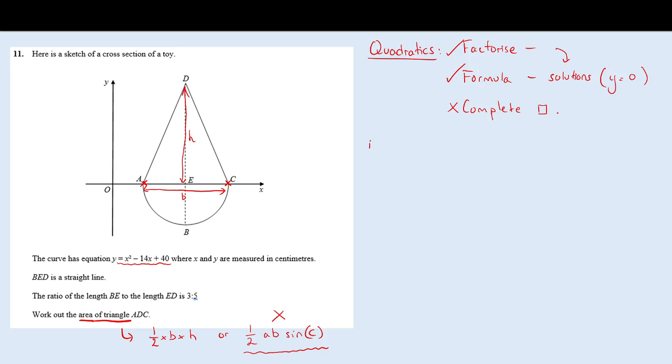So, first thing for me, can I factorize that quadratic? Okay, so what I want you to do now is to take 2 minutes. Can you factorize that quadratic? Off you go.